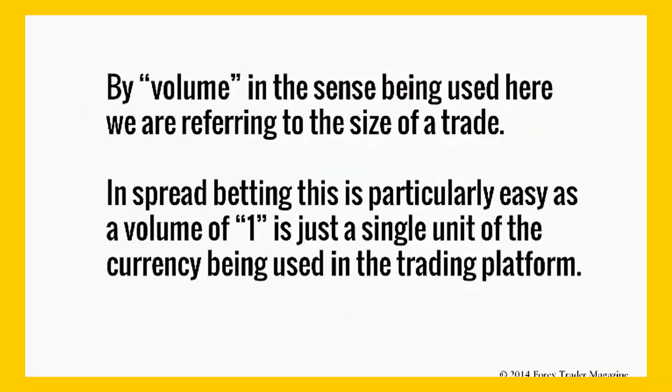So more on volume. And by volume, in the sense being used here, we're referring to the size of the trade. In spread betting, and also in our CFDs, contract for difference, this is particularly easy, as a volume of 1 is just a single unit of the currency being used on the trading platform. So a volume 1 trade, therefore, is £1. And if you put that trade on as a 1, and the price moves in your favour, you'll gain £1 per pip. If it goes against you, you would lose £1 per pip.